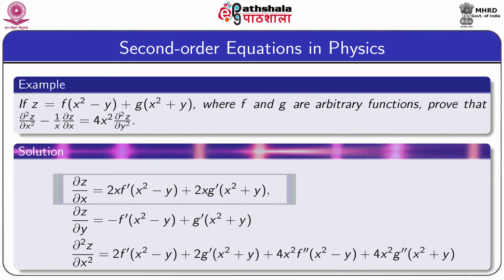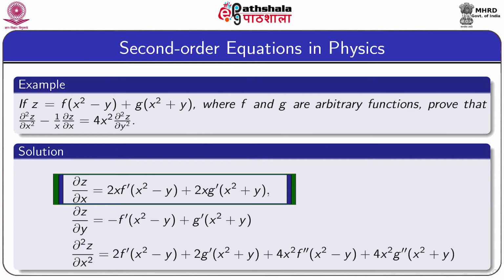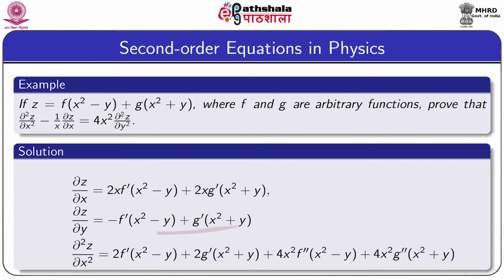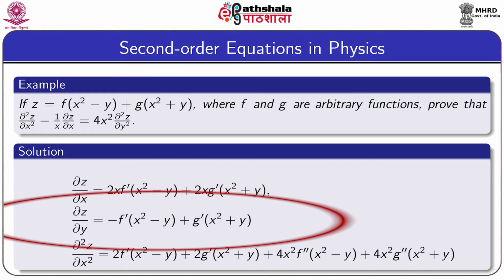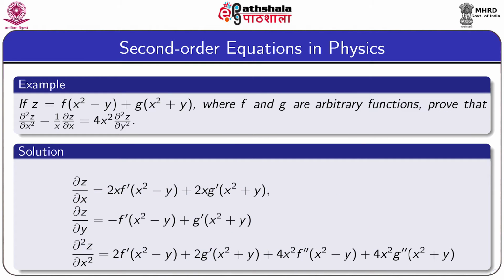So, we get del z del x equals 2x f dash plus 2x g dash, and if we take the derivative with respect to y, we get del z del y equals minus f dash plus g dash, and taking the derivative with respect to x once again of the first equation, we get del 2z del x square equals, the expression is written here.